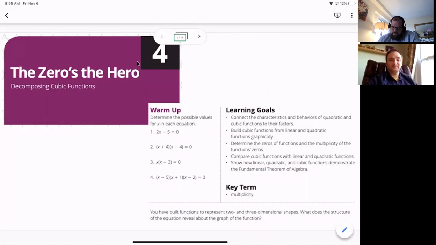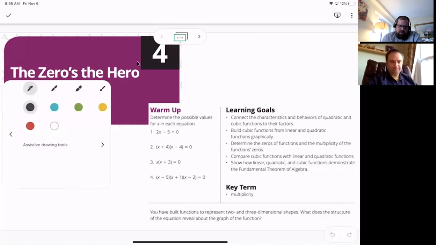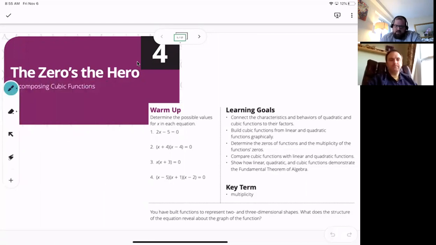Okay, so I see in the warm-up we've got to determine the possible values of x in each function. And I noticed some stuff that looks like things we've done before, where we have things that are multiplied together and we have to figure out what would make that whole thing equal to zero. And all of these are equal to zero, which I think is an important thing.